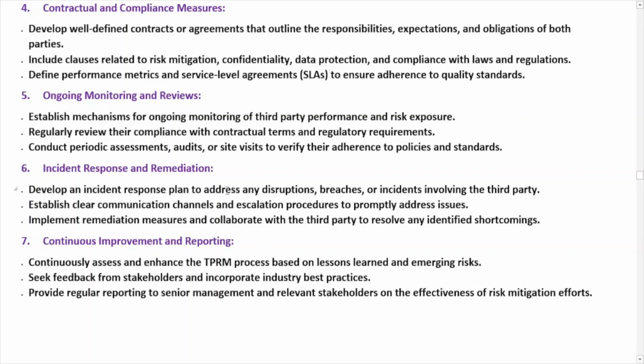The sixth step is incident response and remediation. In this step, companies develop an incident response plan to address any disruptions, breaches, or incidents involving the third party. They establish clear communication channels and escalation procedures to promptly address issues. They also implement remediation measures and collaborate with the third party to resolve any identified shortcomings as well.